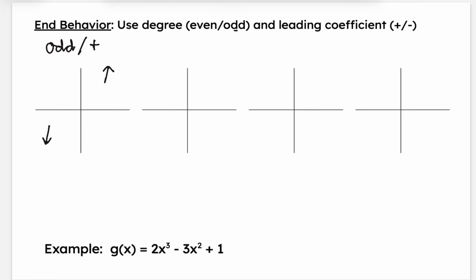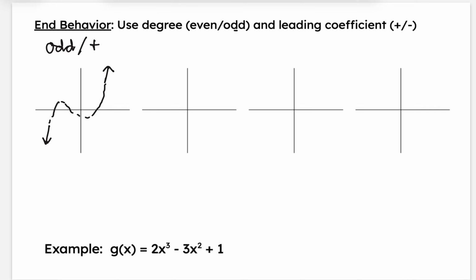headed down to the left and up to the right. And you can fill in dashed lines. It might look like that, like a cubic. It might have more minimums and maximums in there. It might be a line. A line would be odd and positive.